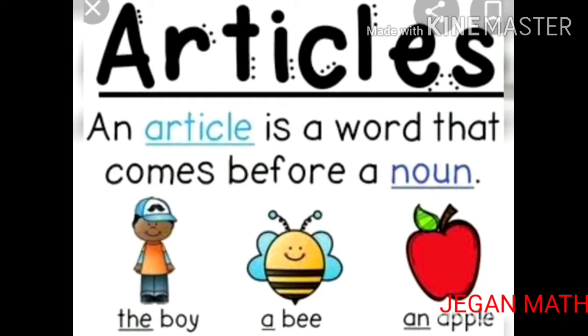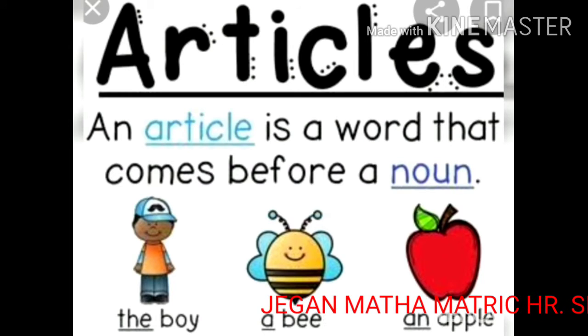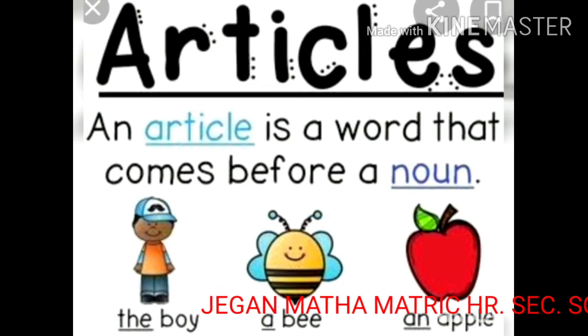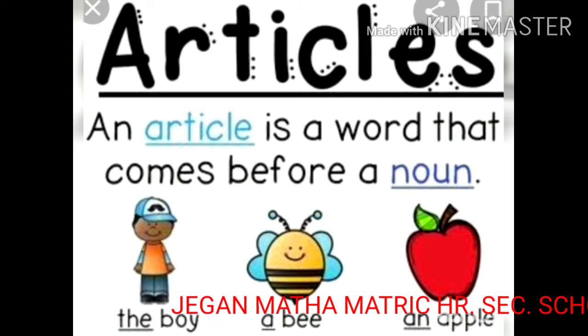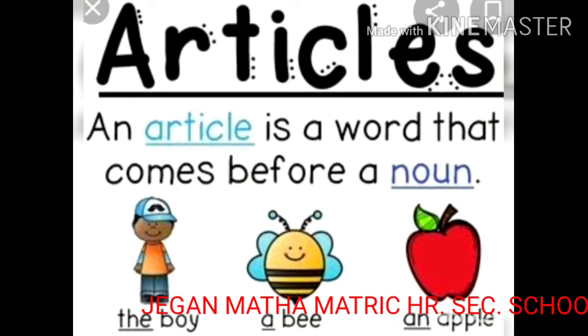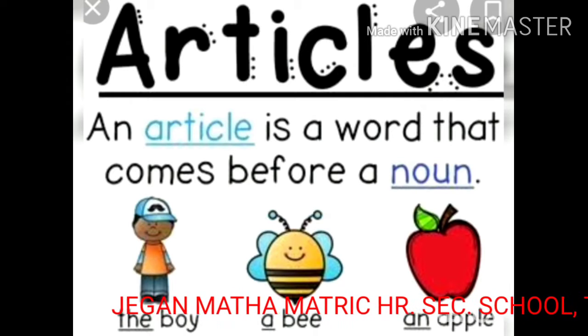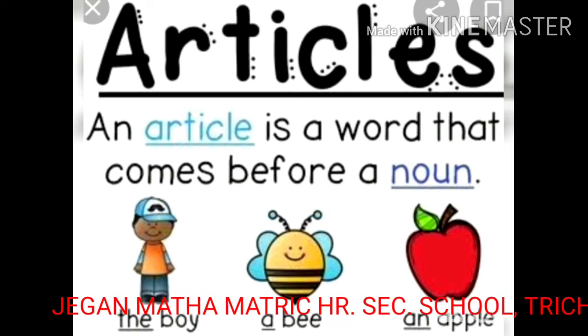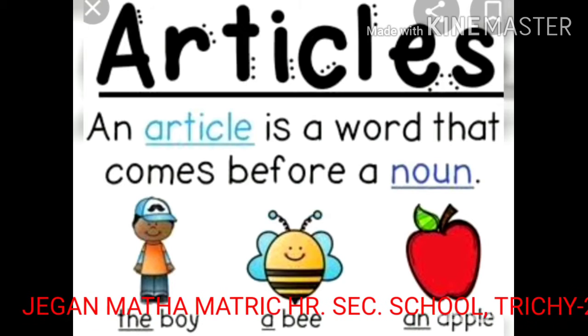Articles. The words a, an, and the are called articles. These are usually placed before nouns and indicate which persons or thing we are referring to in a sentence. An article is a word that comes before a noun. For example, the boy, a bee, an apple.